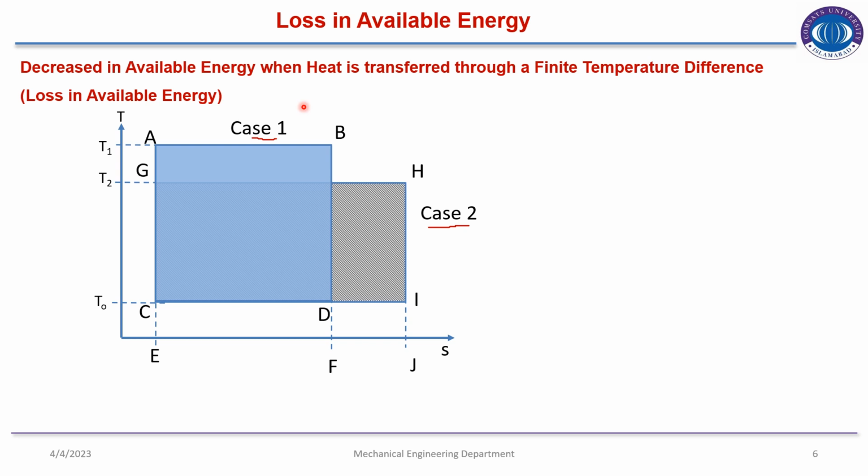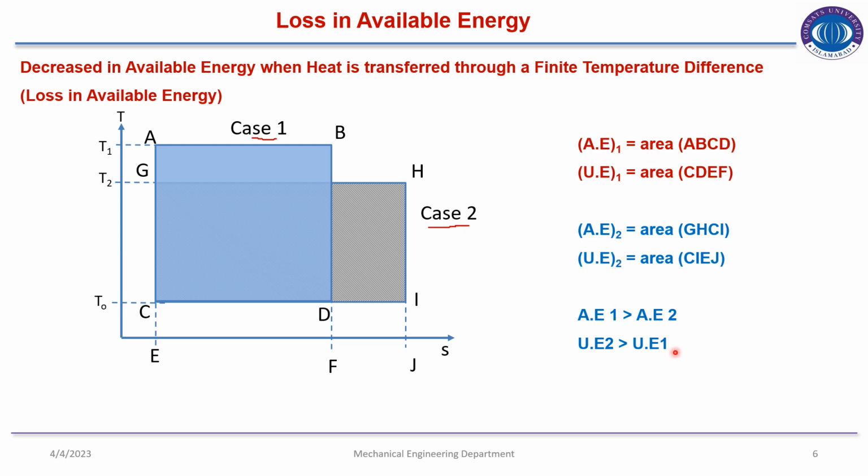between the two cases. Case 1 is when a heat engine is absorbing heat while connected to the T1 temperature reservoir, and in case 2 the heat engine absorbs energy when it is connected to the T2 temperature source. As there is a temperature difference, T2 is less than T1, so there must be a decrease in the available energy. So our main objective is to find that value, or how we can find the decrease in available energy with the help of the TS diagram.